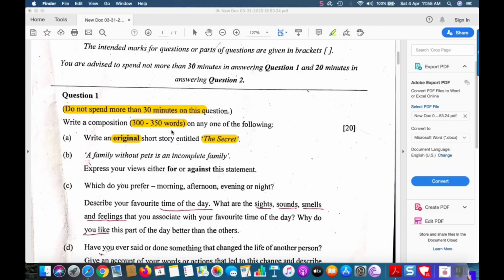Moving on to the second composition, a family without pets is an incomplete family. Express your views either for or against the statement. Now note this word. It says for or against the statement. So you should not write on both the aspects. You will have to choose either for or against and then continue with your composition. Now, how will you choose for or against?